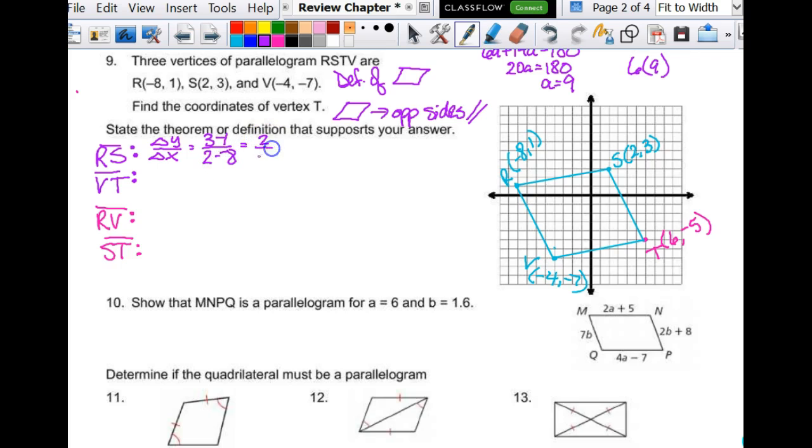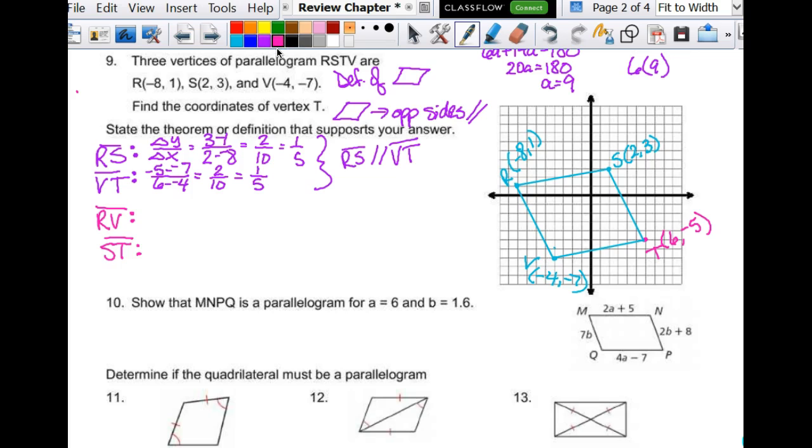This is going to give me 2 over 10, which is 1/5, which by itself doesn't mean anything. VT gives me negative 5 minus a negative 7 over 6 minus a negative 4. So this is going to give me 2 over 10, which is 1/5. So they are the same. So this shows right here that RS is parallel to VT. So we got the same slope.